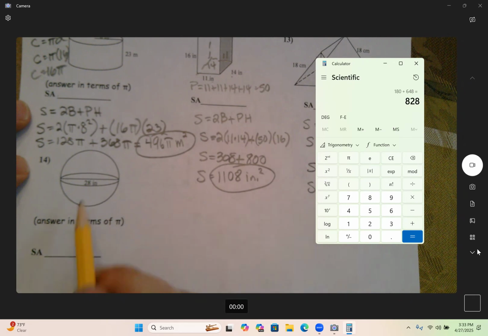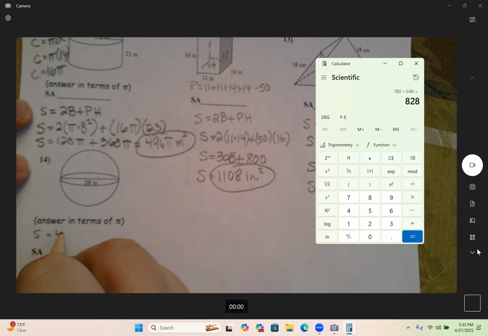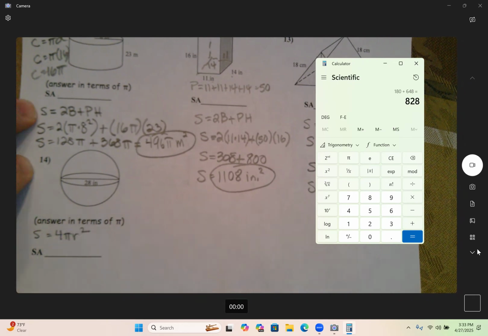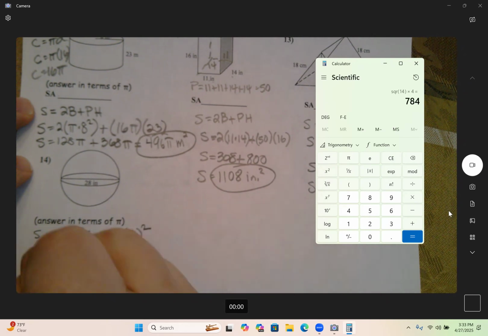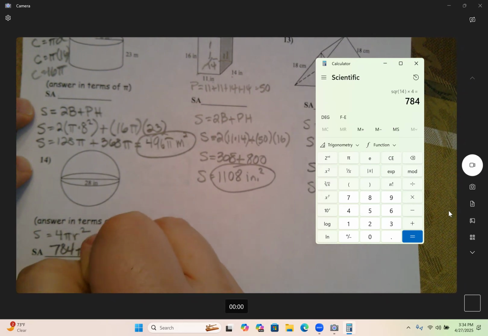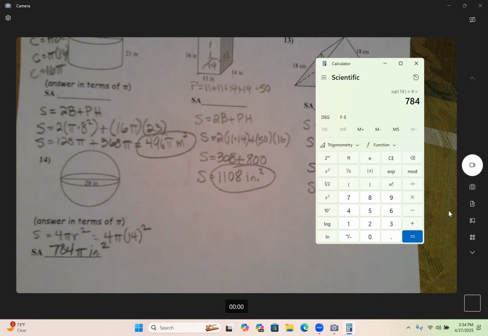Surface area of a sphere. The surface area is 4 pi r squared. So in this case, r is half of the diameter. So that would be 14. So 14 squared times 4. 14 squared times 4 is 784 pi inches squared. All right.